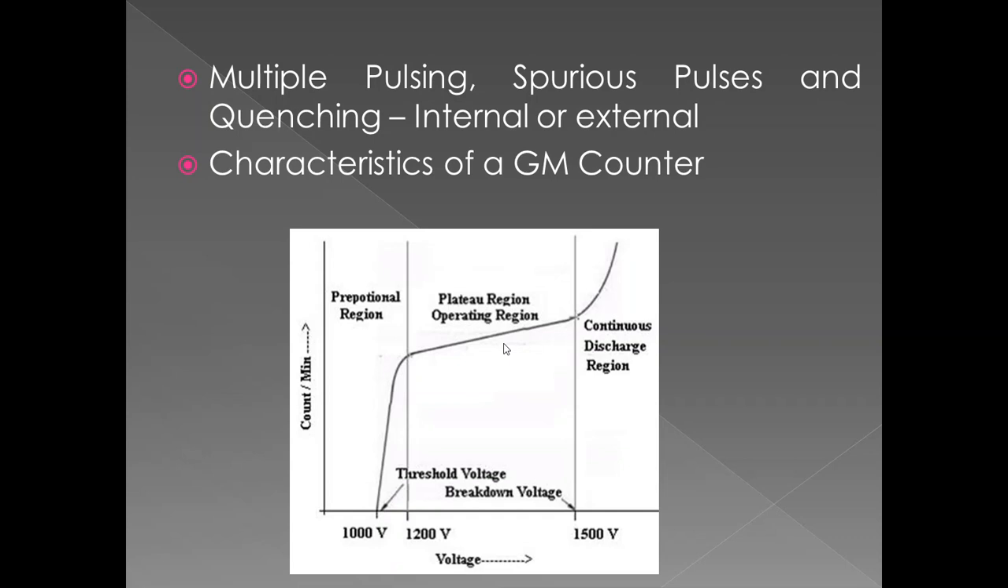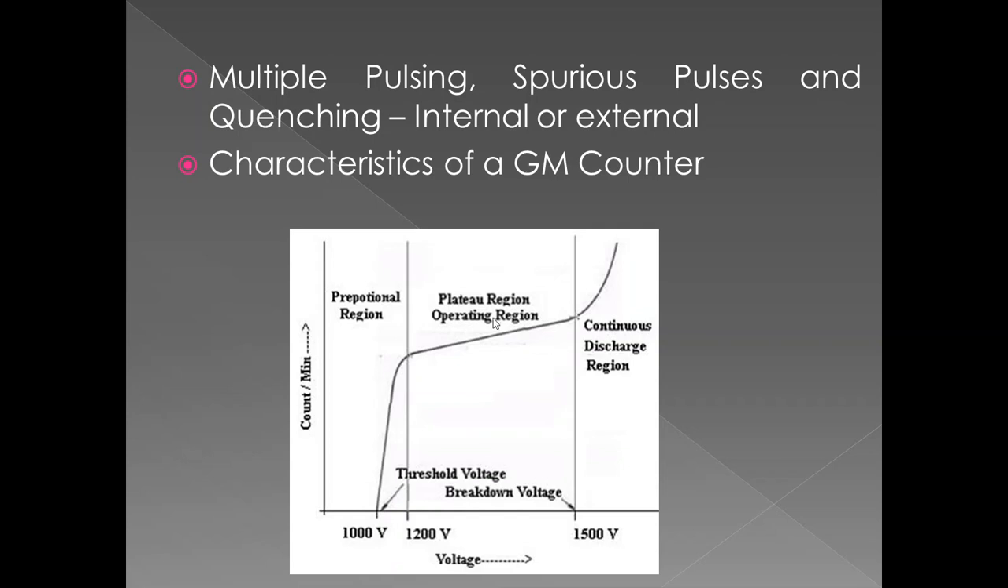For a halogen quenched GM tube, this range is about 400 to 500 volts. And for the glass enveloped GM tube, it is between 1200 to 1500 volts. So the GM counter operating voltage is ideally fixed somewhere in the middle of the plateau region, so that even if there is a fluctuation in the voltage, it doesn't go into the continuous discharge region.